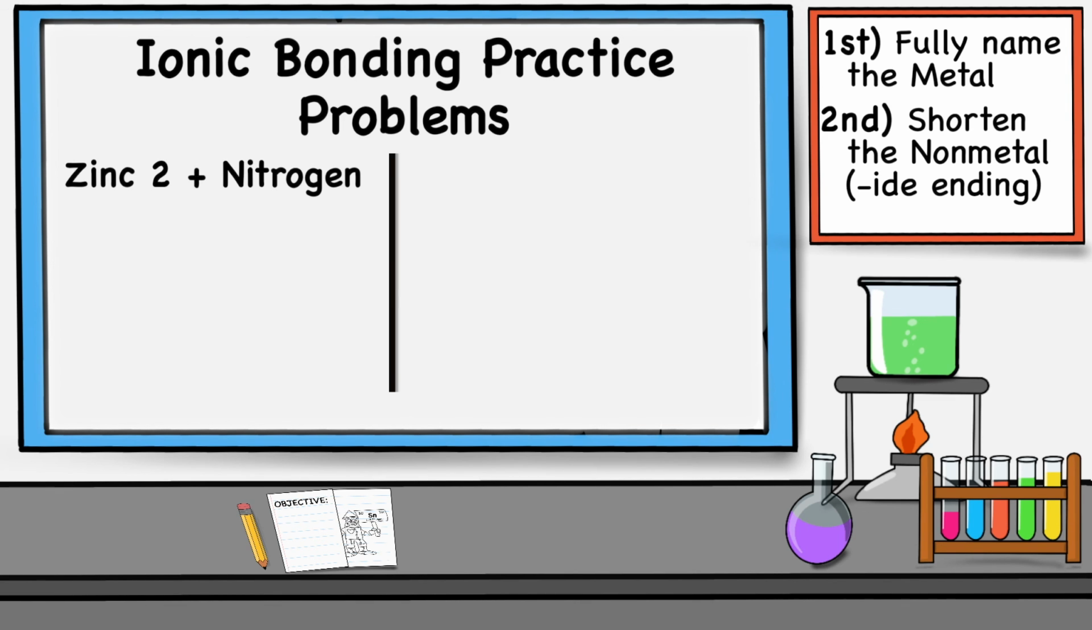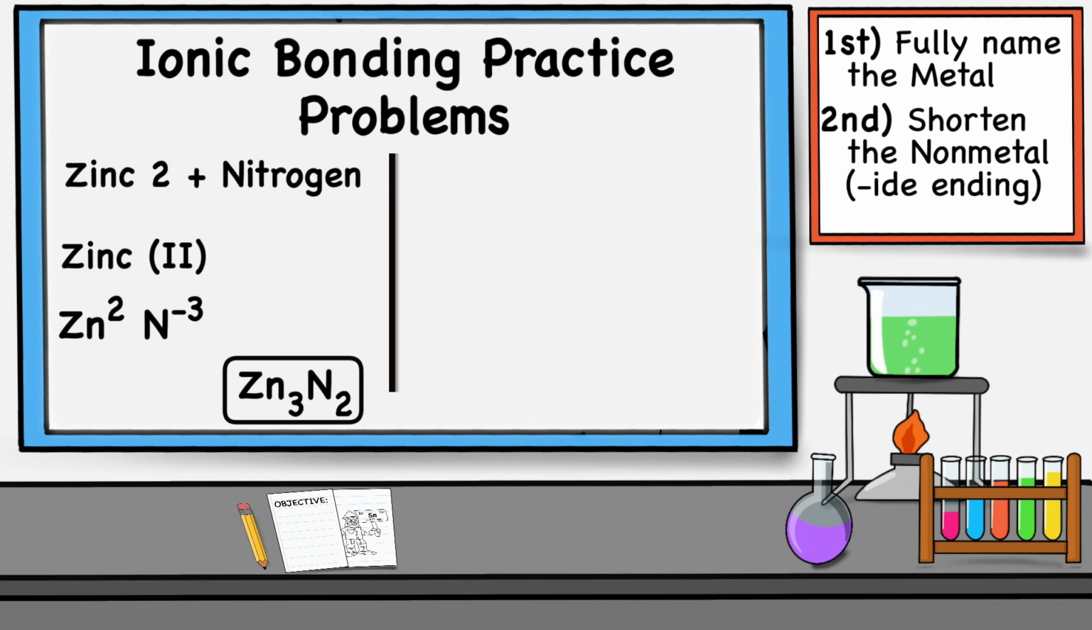Finally, we have zinc 2 and nitrogen. Zinc, Zn, has an oxidation state of 2 because it's stated, so we'll put it as a 2 as a superscript. Then we have nitrogen N, who has an oxidation state of a -3. Now we just cross our oxidation states and we get Zn3N2, or zinc 2 nitride. There's nothing we can reduce here, so that's it, Zn3N2.